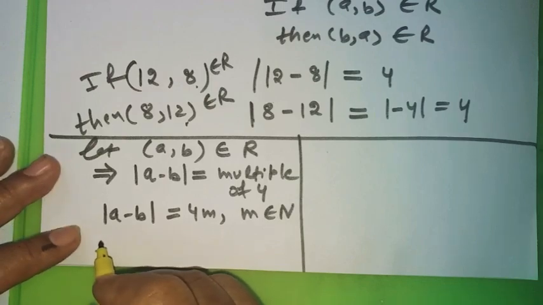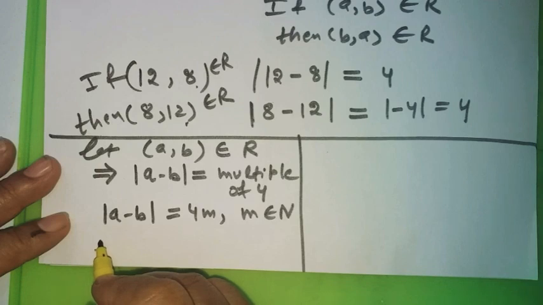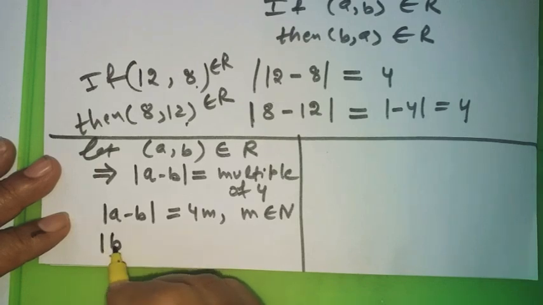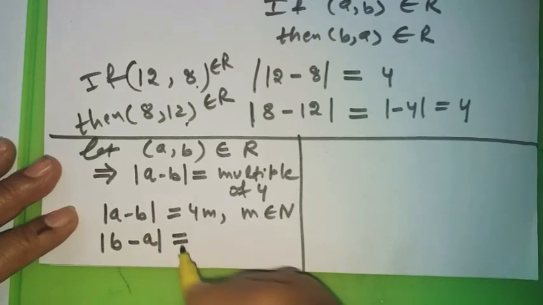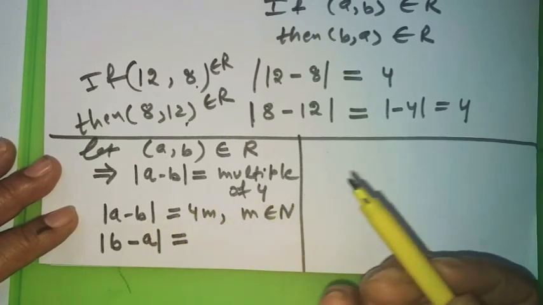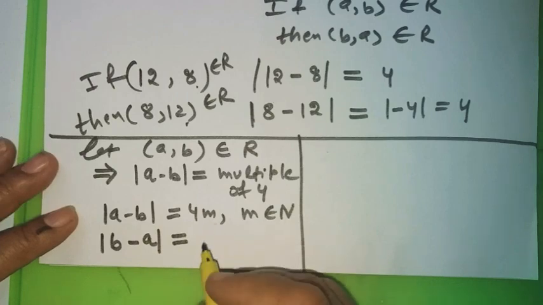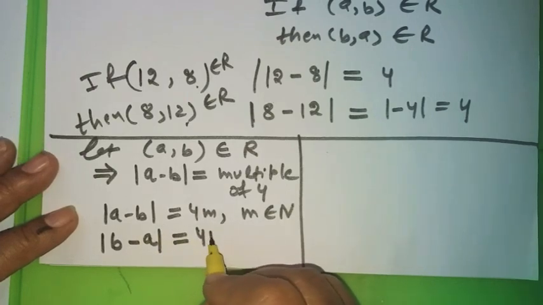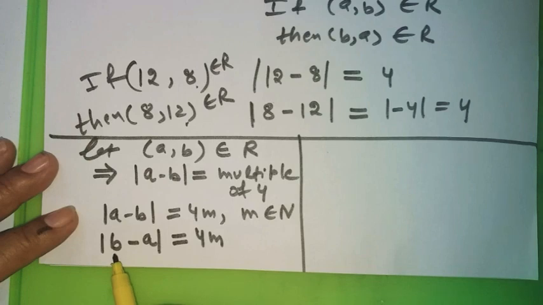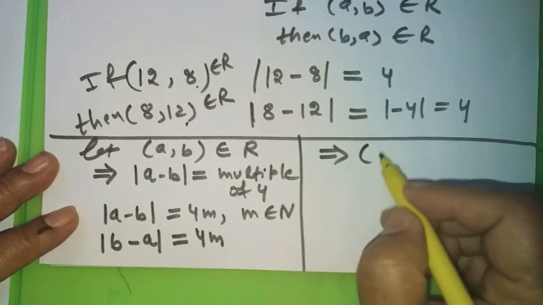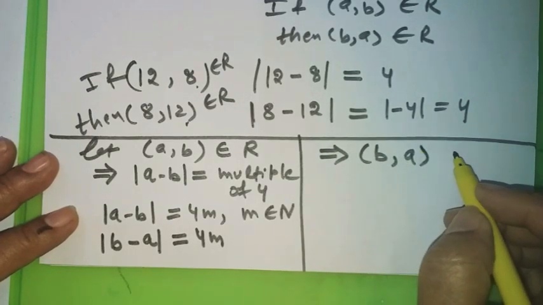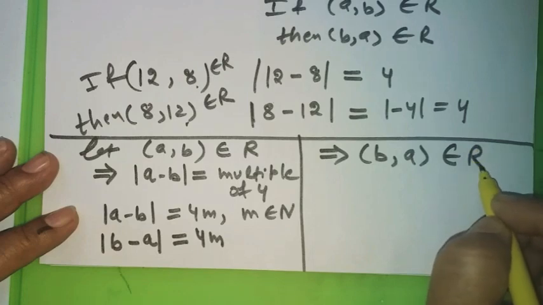But we also know that mod of A minus B is the same as mod of B minus A. So in place of mod A minus B, I can also write mod B minus A, because the result is going to be the same. So this is also equal to 4m. That means the modulus of the difference of B and A is also a multiple of 4. It means that the ordered pair BA also belongs to R.